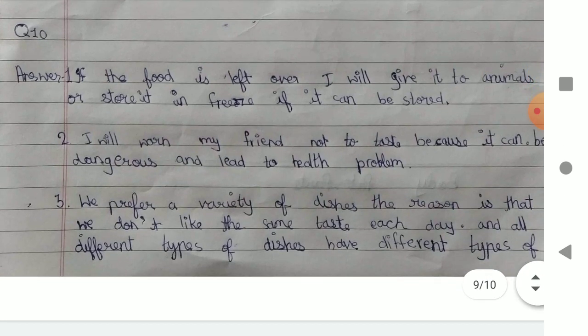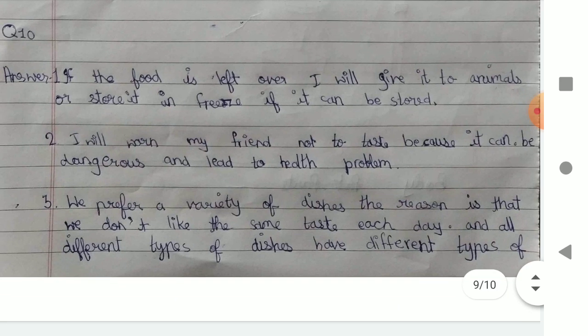If the food is left over, I will give it to animals or store it in the freezer if it can be stored. I will warn my friend not to taste it because it can be dangerous and lead to teeth problems. We prefer a variety of dishes.